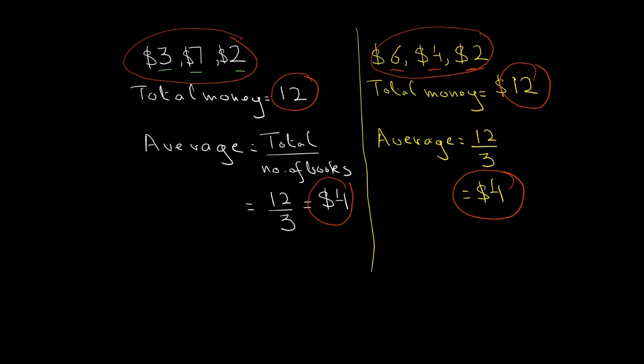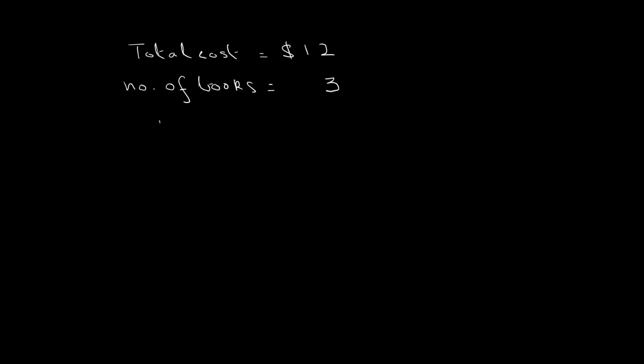So now let's look at a problem. Let's say you bought 3 books for $12. So I'm just telling you the total cost. If I tell you the total cost is equal to $12 and the number of books is equal to 3, this means the average cost will be equal to 12 over 3, which is equal to $4.